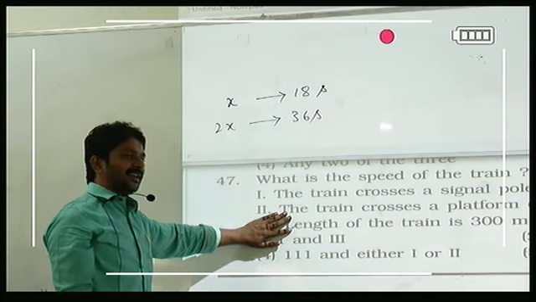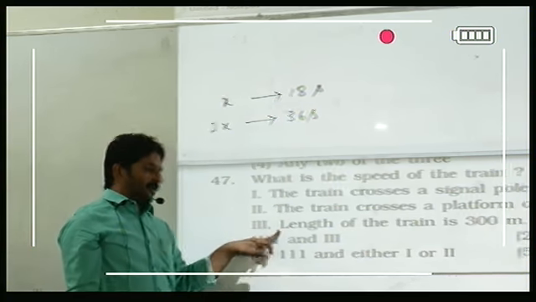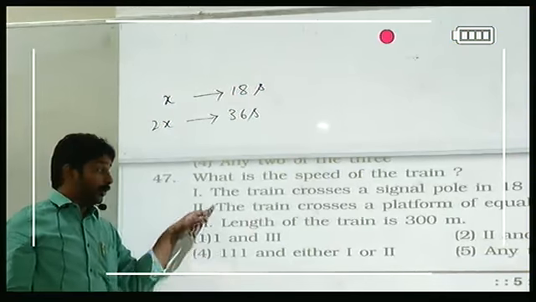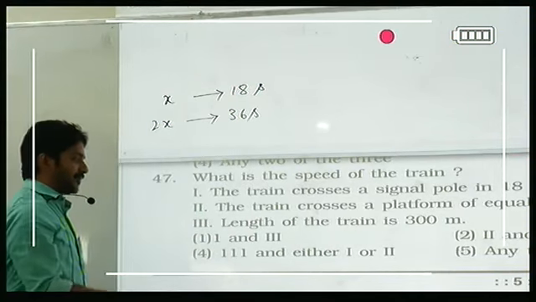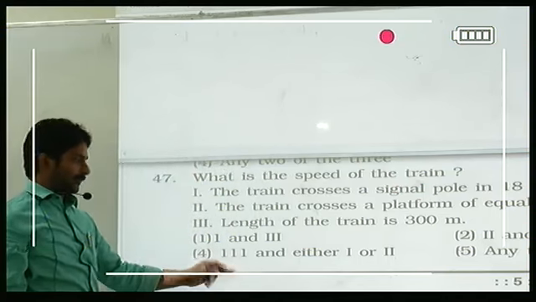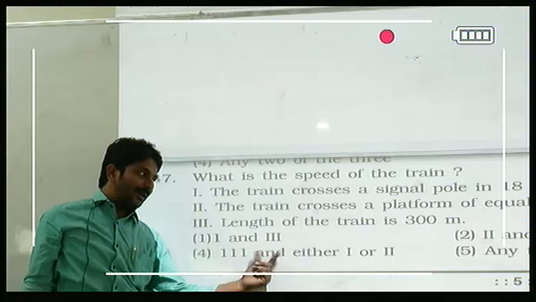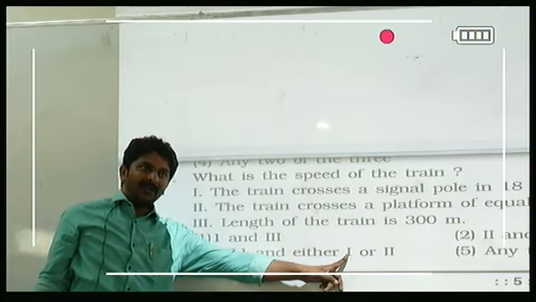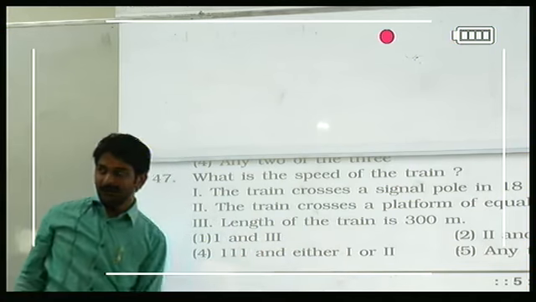Next, the third one. The length of the train is 300 meters. Using only 3, will you get the answer? 1 and 3? 2 and 3? Yes. Option? The fourth one: 3 and either 1 or 2. In the sense, 3 and 1, or 3 and 2.